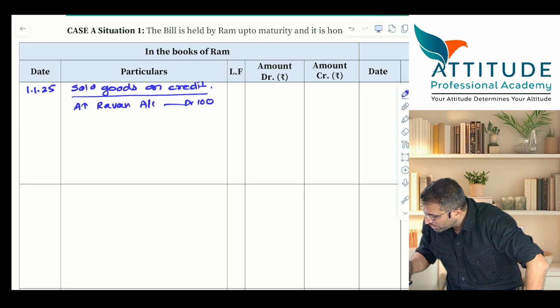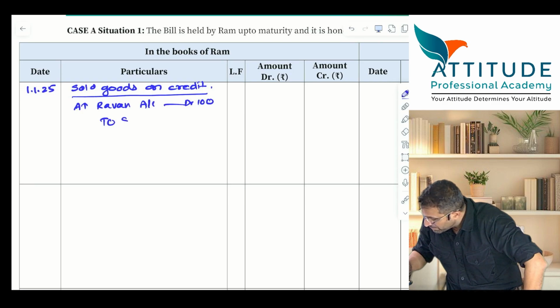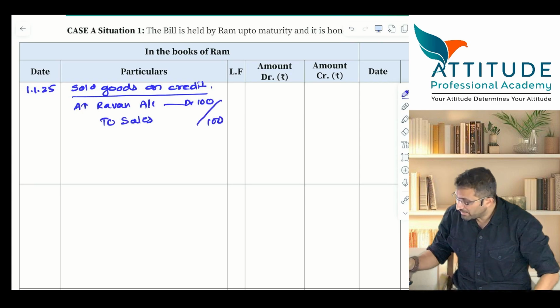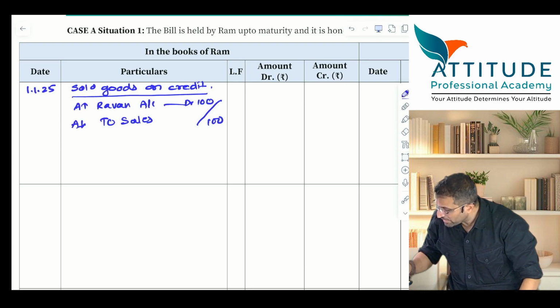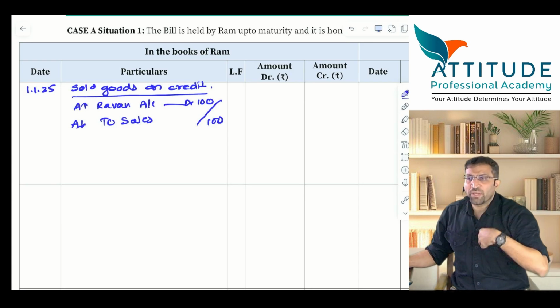100 to sales. Excellent. 100. Any difficulty? Asset reduces or income increases. All of you understood?